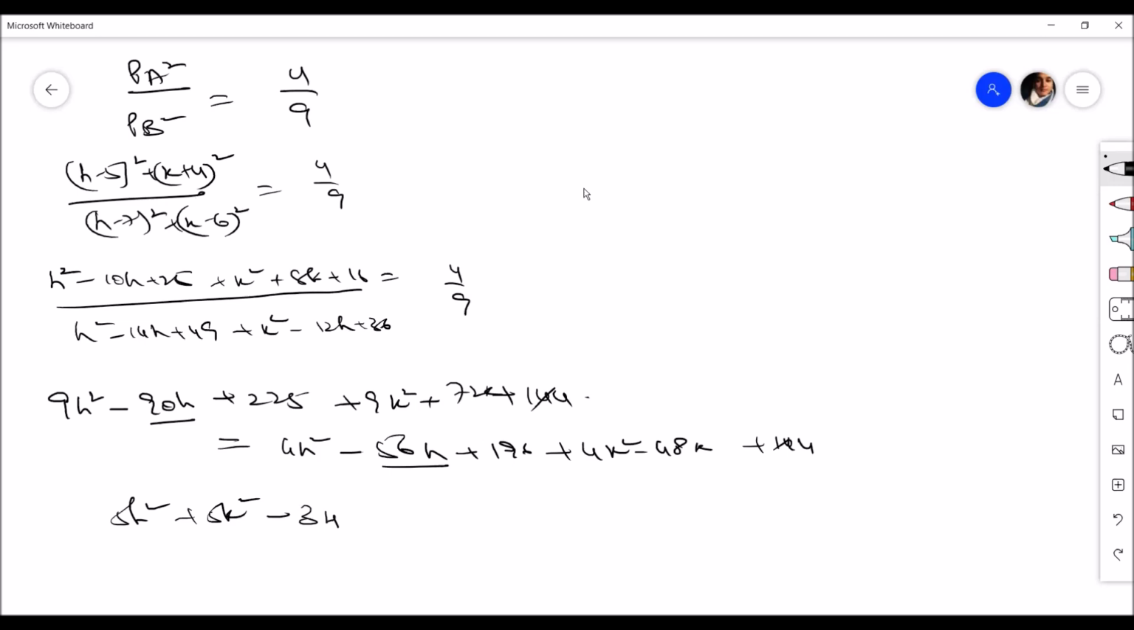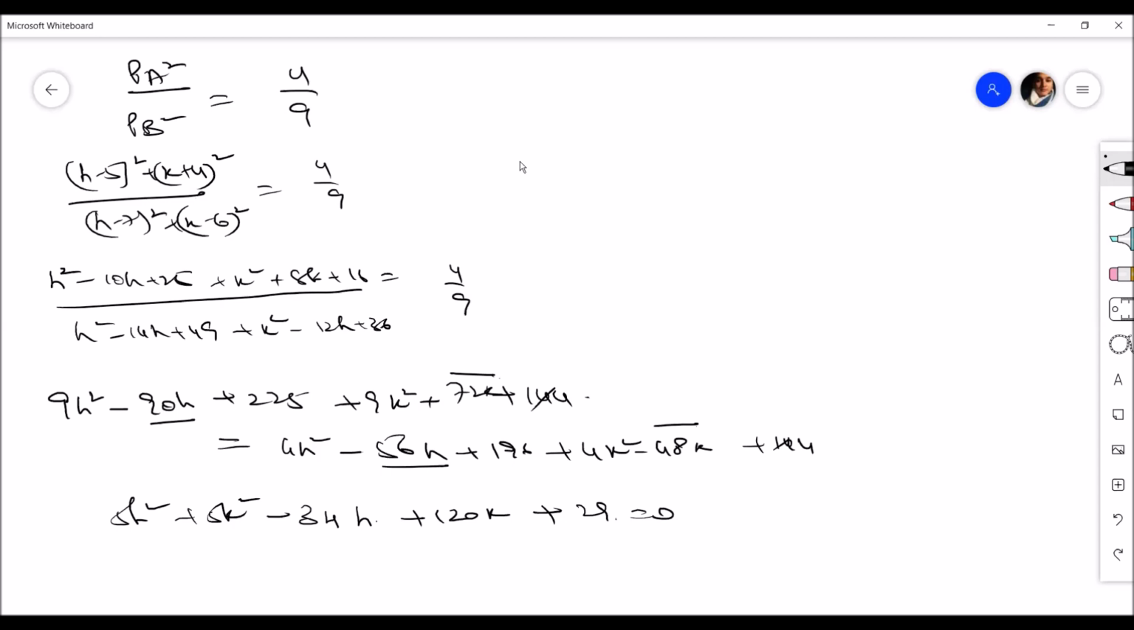Correct me if I'm going wrong. All okay? Yeah, 34h. Okay, then what about the k terms? Plus 72k, and then minus comes here as plus 48k, which is nothing but 120k, right? Plus 225 minus 196. 225 is here, 196 goes here, that will give you plus 29 is equal to 0, which is your final locus.